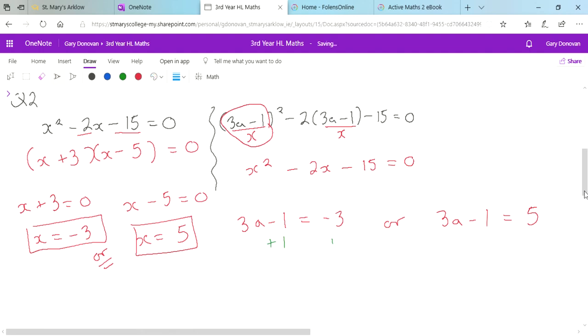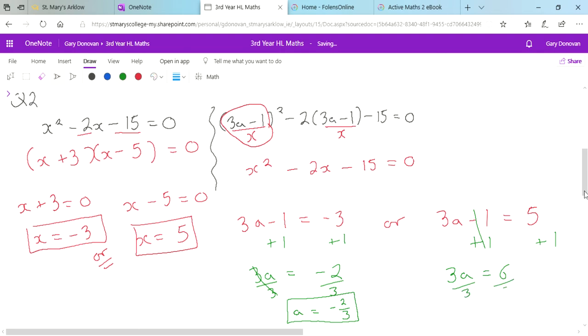Add 1 to both sides, and we get 3a equals minus 2. Divide both sides by 3, and we get a equals minus 2 over 3. That's our first answer. Same on this side: add 1 to both sides, and we get 3a equals 6. Divide both sides by 3, and we get a equals 2. And that's our second answer.